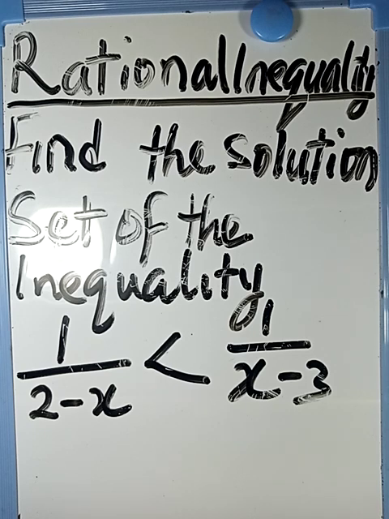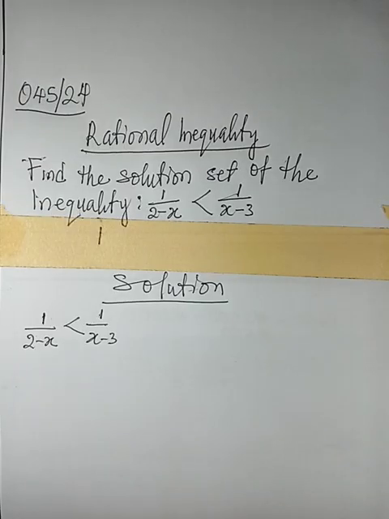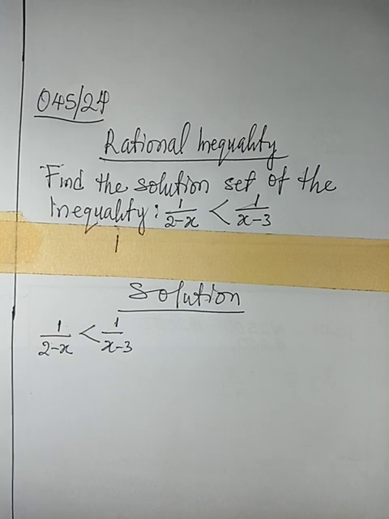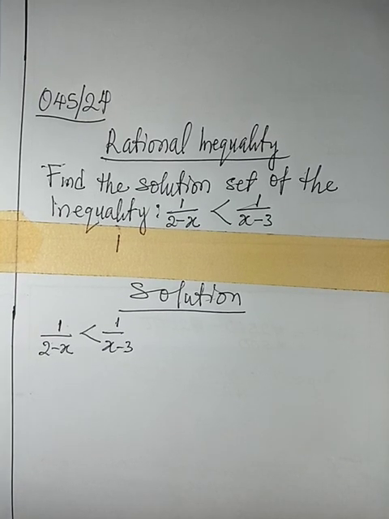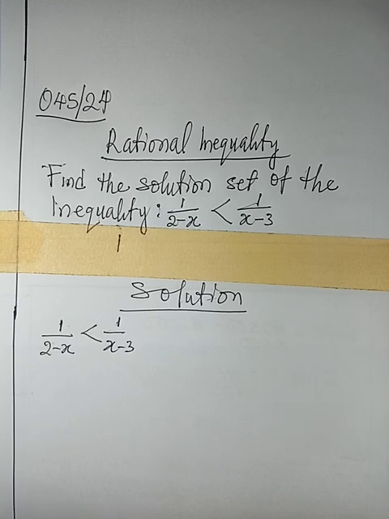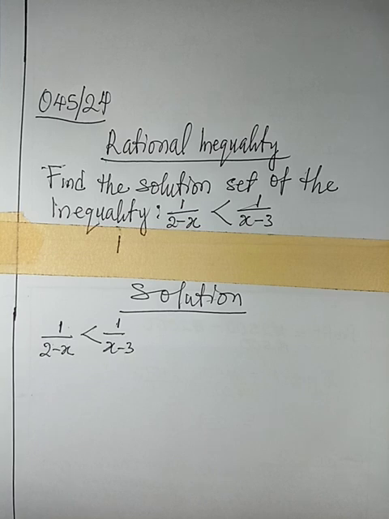We have a problem on rational inequalities, and let's approach this problem. Let's get into the video. Okay, so we have 1 over 2 minus x is less than 1 over x minus 3. So how do we approach this problem?